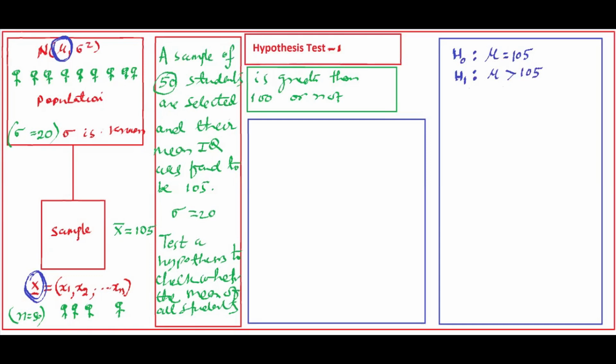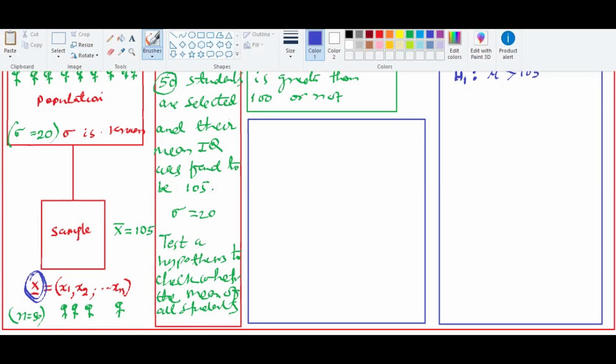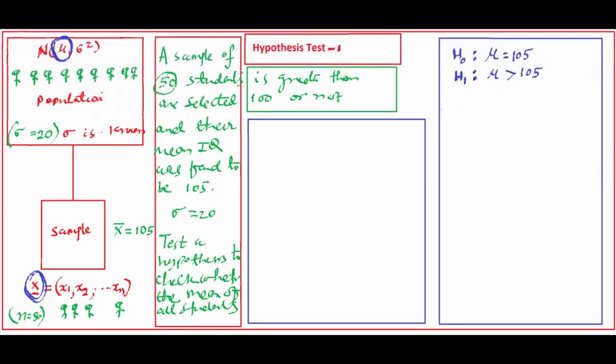And remember, in confidence interval, we talked about pivotal quantity. Here we say test statistic. Let me write test statistic. The same thing. And the test statistic here is x bar minus mu divided by sigma by square root of n. This you have to find. This is your test statistic.